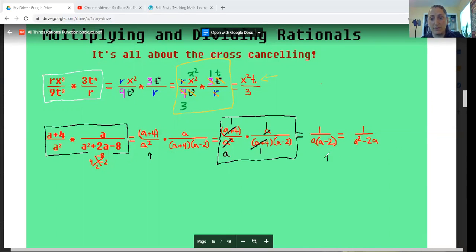Depending on your teacher and your class, they might let you keep it factored, or they might make you go ahead and multiply that and distribute that a through there, depending. It looks kind of crazy, but it's actually not as bad as you think, especially if they give you these nice, easy to factor expressions in your denominators. Factor it, cross cancel it, simplify. Okay. All right.